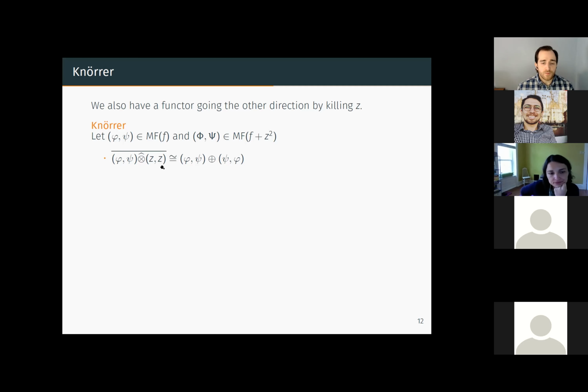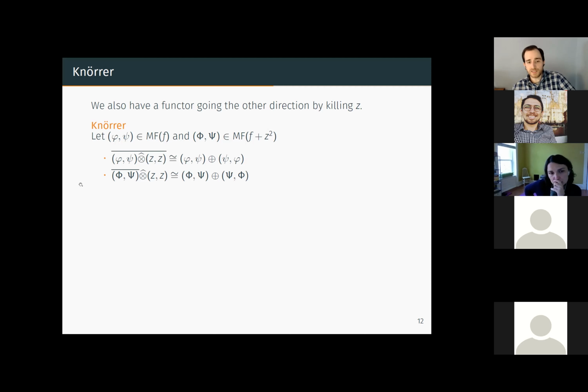And then what's interesting is that if you do it the other way, the first one can be seen easily from the formula that I gave on the previous slide. But the other way is also interesting. If you start with a matrix factorization of F plus Z squared, you kill Z, and then you tensor it back up to a matrix factorization of F plus Z squared again, you get the same sort of phenomenon. You get the one you started with plus its switch, psi, and then phi. And so Knorr's first big insight is what this tells you.